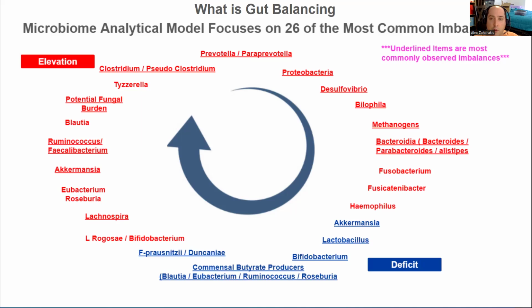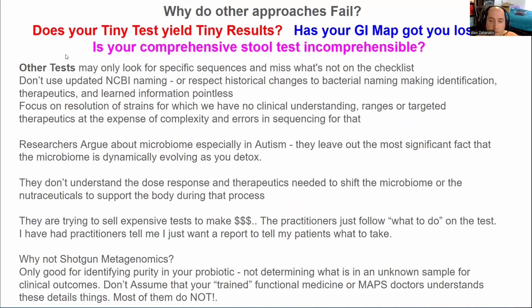Obviously, there are other things that I look at, but making the analytic model somewhat automated, beyond what I do manually, so that other practitioners can use it, is based off of these 26 different levels. They could be at the phylum, the genus, and some of them are at the species. Things in red on this slide are overgrown, if you will. More commonly, things in blue are potentially underemphasized.